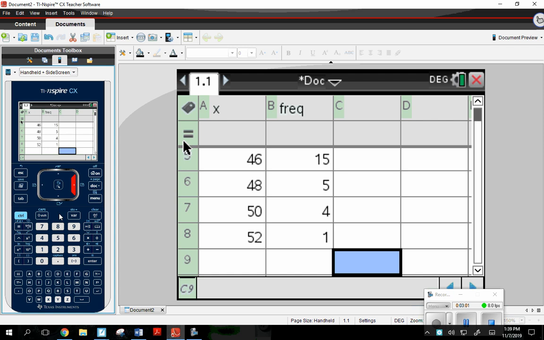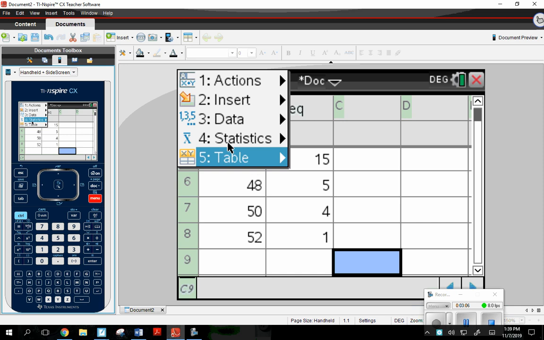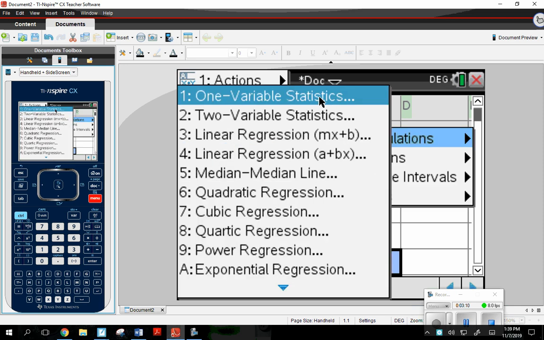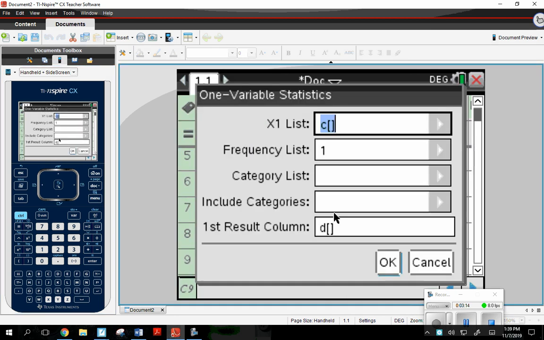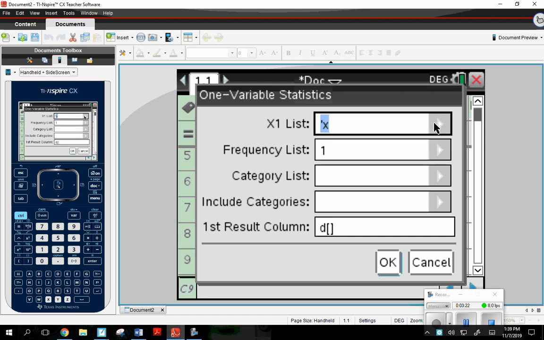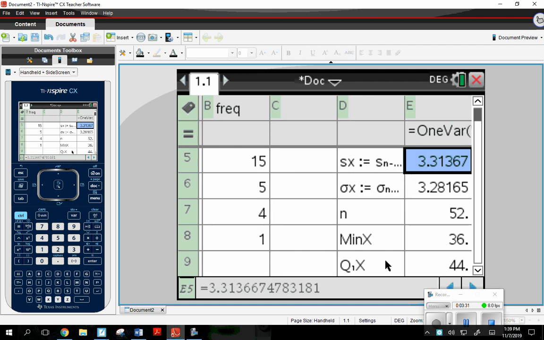Now what? Okay, we're going to go to menu. Statistics, stat calculations. This is one variable because it's a frequency list, okay? One variable, we're going to click OK on that. So I'm going to delete this. The X list is the first column of information. Then I'm going to delete that. The frequency list is the second column. Looks like it's going to show up in column D.